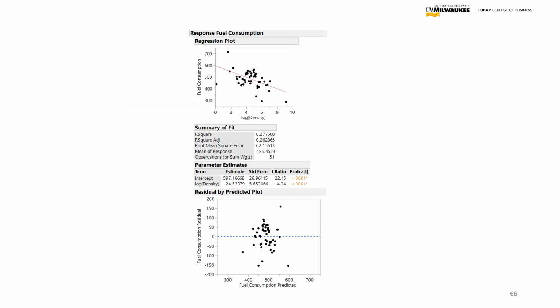Here's the regression fit, and you can see that the linear fit is a nice fit to the data as reflected by the residuals. And we see the estimated coefficient in front of log density is minus 24.53.